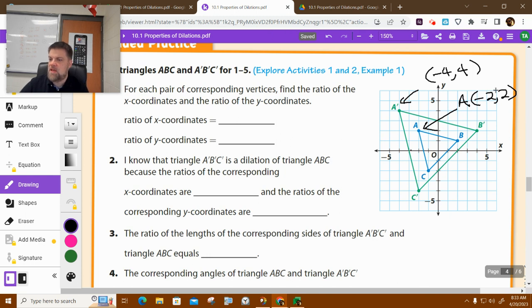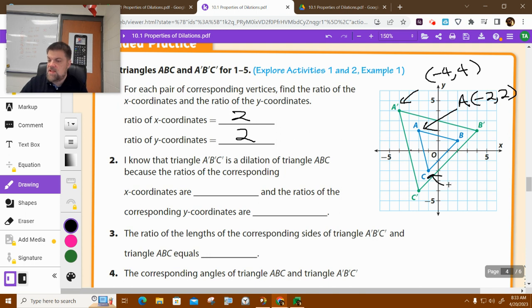In other words, what am I doing to these numbers to get these numbers? I'm doubling them. So for x, I'm multiplying by a factor of 2, and for y, I'm multiplying by a factor of 2. So the first clue is, for your dilations, if you get two different numbers for the x and the y, there's something goofy. So just double check stuff. And you could verify that by doing it with this one.